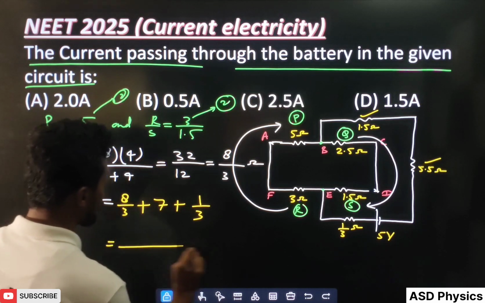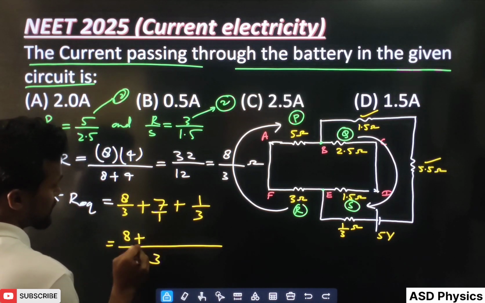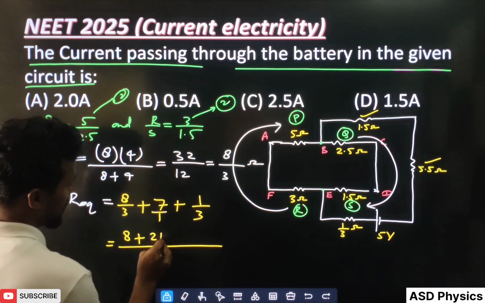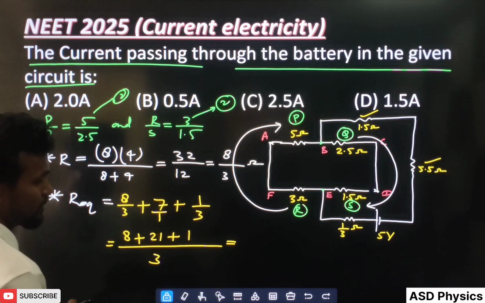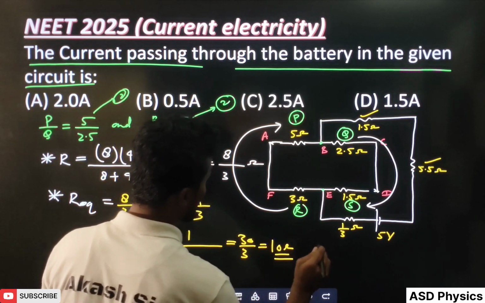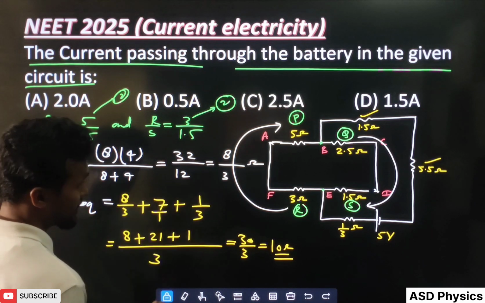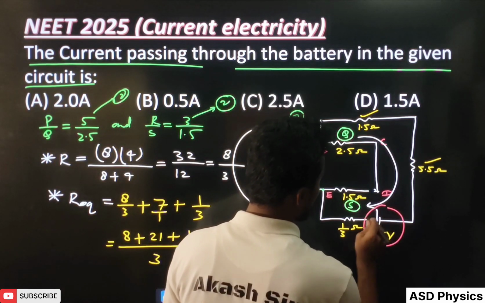Now take the LCM, 3 here. So this is 8, 3 times 7 is 21, and here 1. So what is coming here? Kindly see here, 30 by 3, how much coming here? 10 ohm. That means equivalent is 10 ohm. Now this 10 ohm is connected across the battery here.